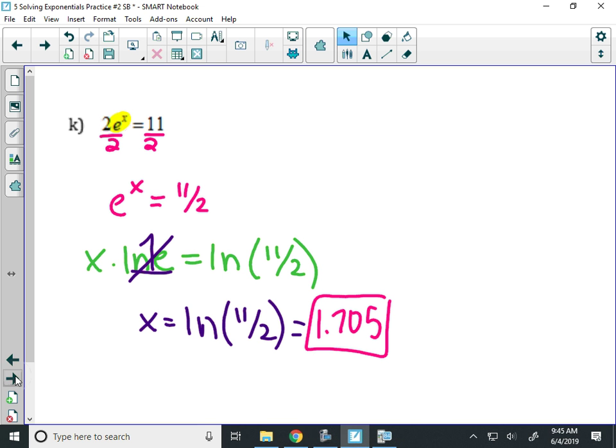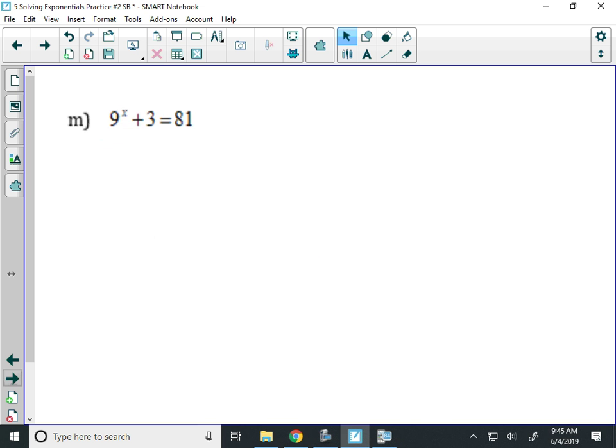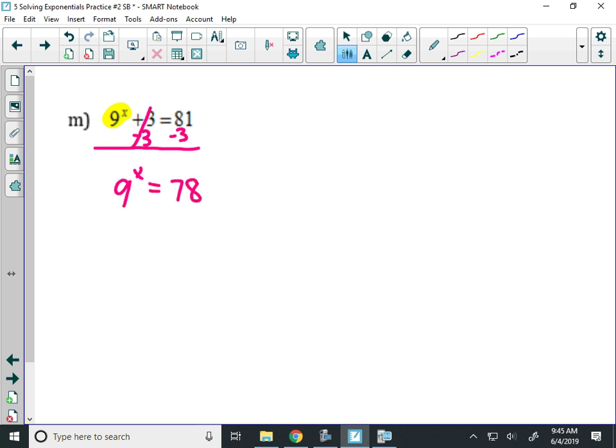All right, last one here. M, 9 to the x plus 3 equals 81. I need to isolate 9 to the x. To do that, I'm going to subtract 3 from both sides. 9 to the x equals 78. And from here, this one's really not that bad. I take the log of both sides. Your x comes down in front. Then you divide by log of 9.